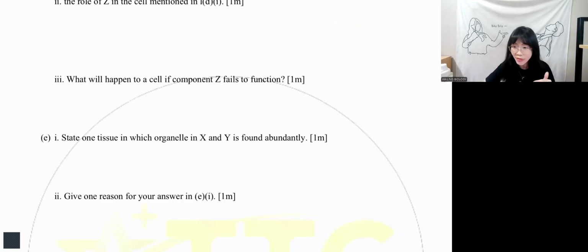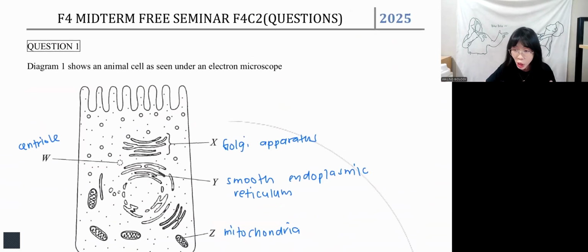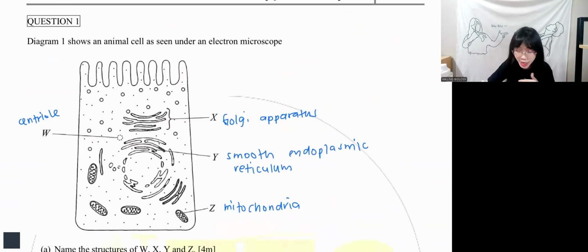But next time, if you don't know whether it's a rough or smooth ER, you try to see whether the question asks anything related to the X and Y relationship. If they ask you the X-Y relationship, the Y has to be rough ER, because smooth ER and Golgi Apparatus have no relationship. So in the exam, to confirm your answer, you read the question again. You read all the questions to see whether they ask you about any relationship between X and Y. Then you will know whether Y is smooth or rough. Must the G in Golgi Apparatus be capitalized? Yes, G has to be a capital letter.